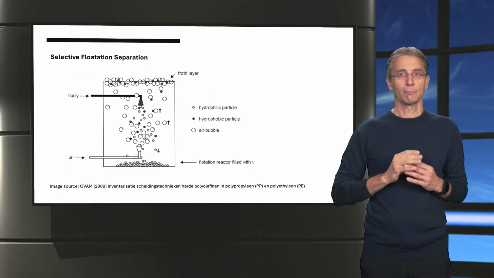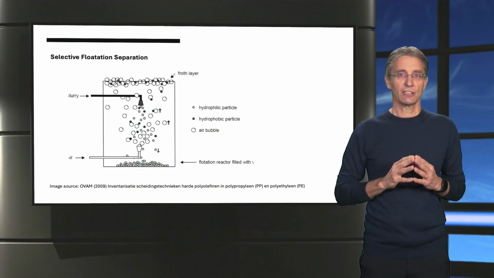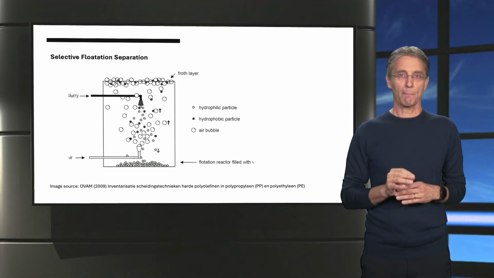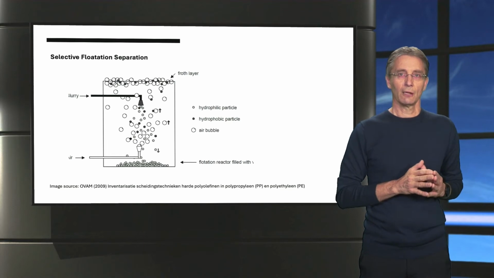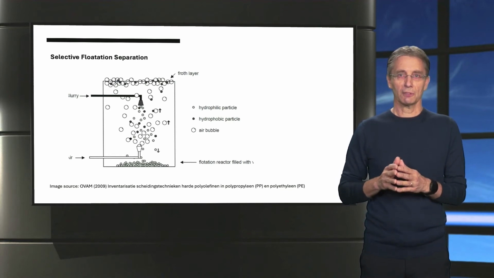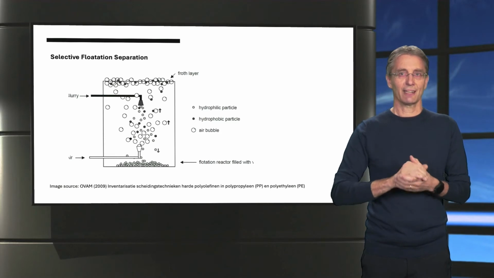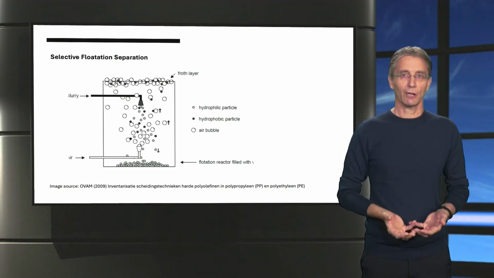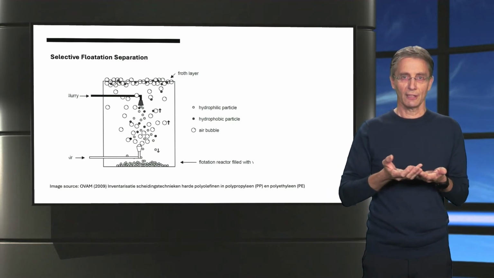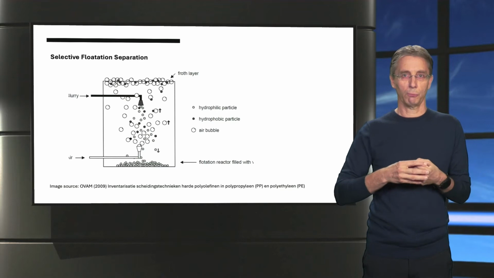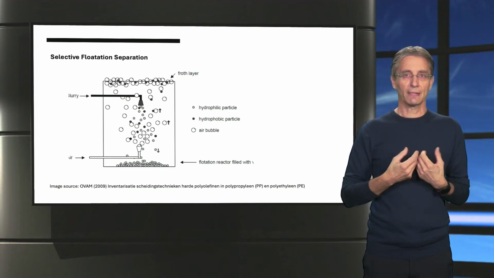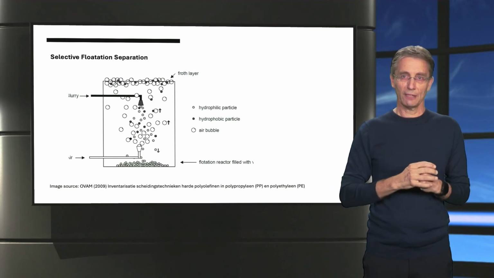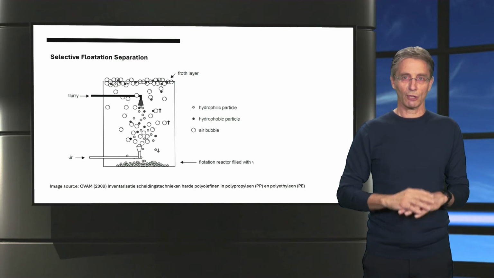A promising, but not yet widely used method is called selective flotation separation. It makes use of the difference in hydrophobicity between polymers. Before the polymers enter the flotation bath, the particles undergo a surface treatment that selectively changes their wettability. This means that when air bubbles are introduced from the bottom of the flotation bath, they will attach to the more hydrophobic polymer fragments, which will then begin to float upwards. The more hydrophilic particles will have a completely wetted surface and therefore won't start floating.